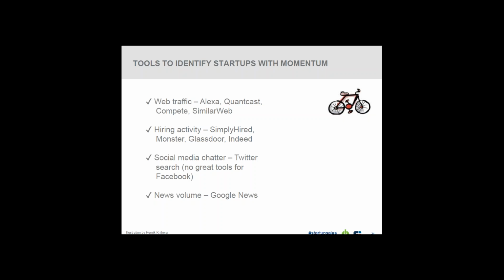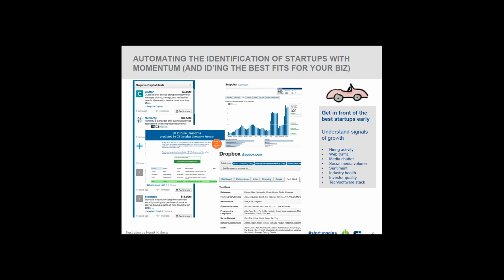And then finally, news volume. You can look at something like Google News to understand, are people talking about the company? So that's, again, sort of the manual tools that you can use. You can also automate the identification of startups with momentum and then, ultimately, figure out the ones that are the best fit for your business. So these are, again, things from CB Insights for Sales.